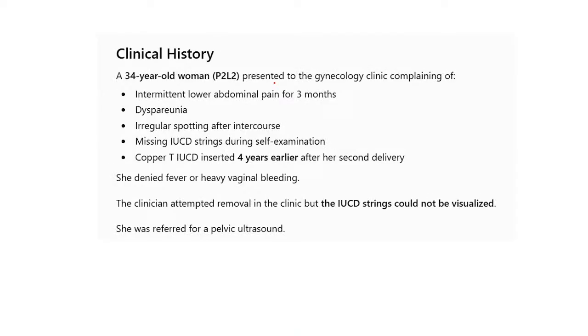The clinical history: a 34-year-old woman presented to the gynecologic clinic complaining of lower abdominal pain for 3 months, dysmenorrhea, irregular intercourse, and missing IUCD strings during self-examination. The IUCD was inserted 4 years earlier after a second delivery. She denied fever or heavy vaginal bleeding. The clinician attempted to remove it in the clinic, but the IUCD strings could not be visualized. She was referred for pelvic ultrasound.